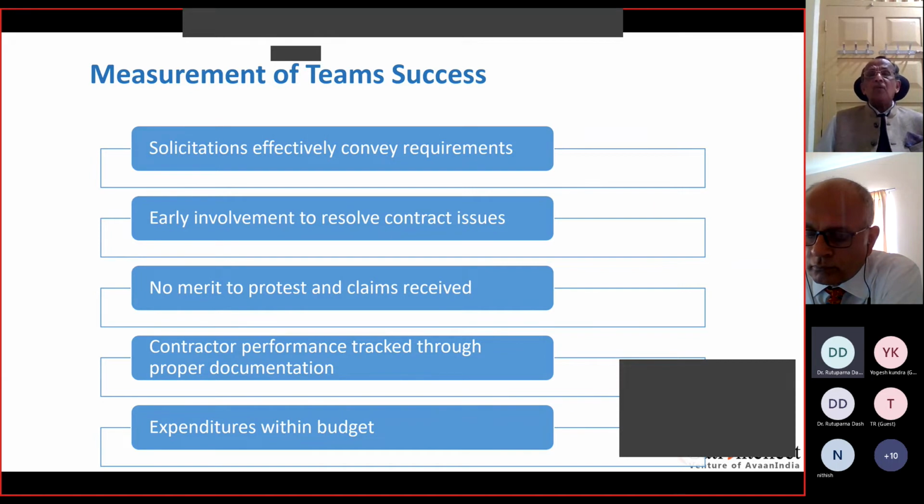Early involvement to resolve contract issues. See, this is vital when you're working in a project environment. You should not allow things to build up. Wherever there is a dispute, you have to make sure the dispute is resolved then and there itself. Otherwise, it can boomerang on the very completion of the project. No merit to protest and claims received.